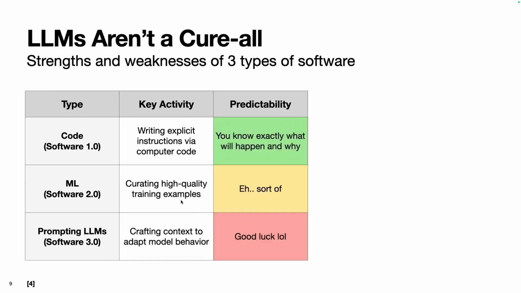One axis we can look at is predictability. By far, traditional code is the best when predictability is important because you know exactly what will happen and why. You can define some input and you can explicitly see the chain of logic that will happen to that input and what is going to get spit out the other side.